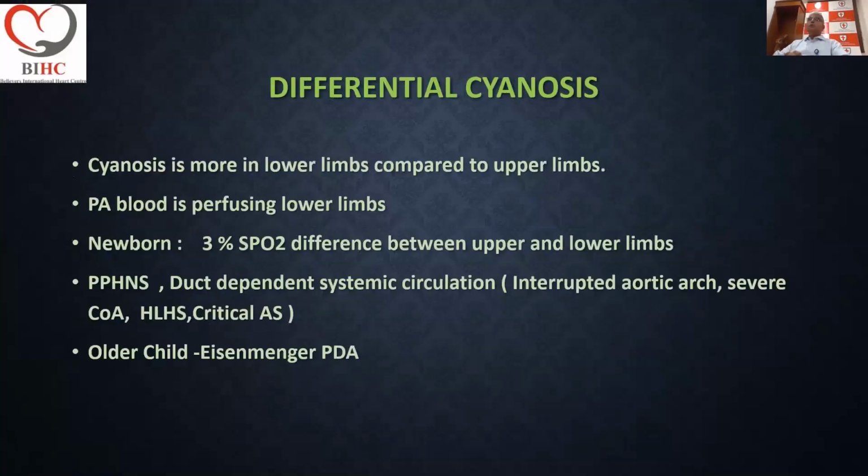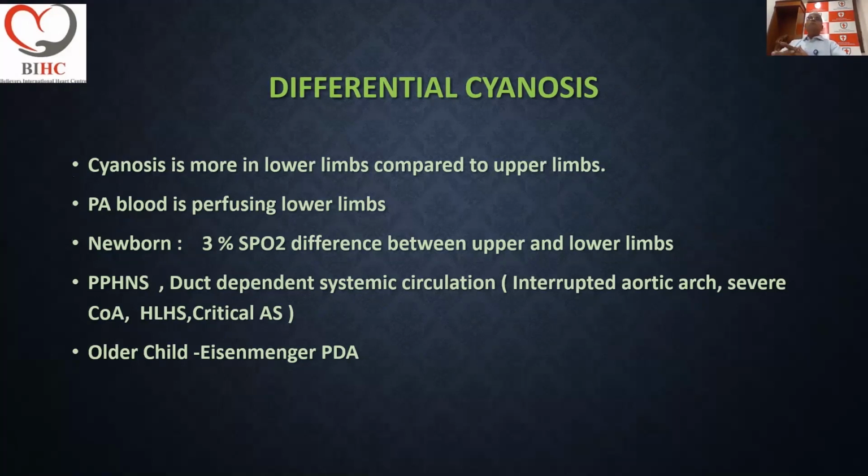We refer to differential cyanosis. So if the cyanosis is more in lower limbs compared to upper limbs, you call it differential cyanosis. The implication is that the pulmonary arterial blood is perfusing the lower limbs. In a newborn, we refer to the value already. A 3% difference between upper and lower limbs is enough to call it differential cyanosis.